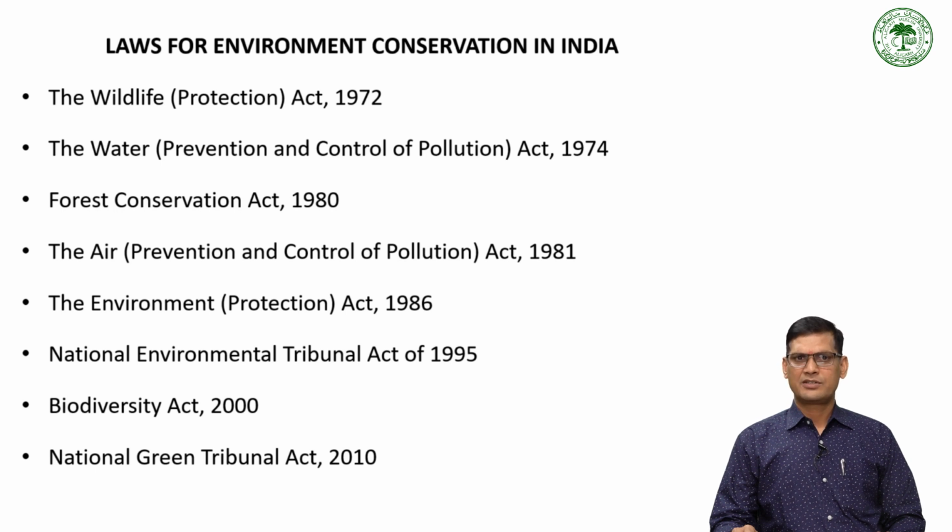Laws for environmental conservation in India. The Indian government enacted several laws and rules in India for the conservation of environment. Some of the important laws are the Wildlife Protection Act 1972, the Water Prevention and Control of Pollution Act 1974, Forest Conservation Act 1980, the Air Prevention and Control of Pollution Act 1981, the Environmental Protection Act 1986, National Environmental Tribunal Act of 1995, Biodiversity Act of 2002, National Green Tribunal Act 2010.